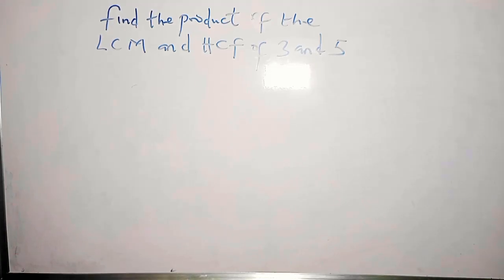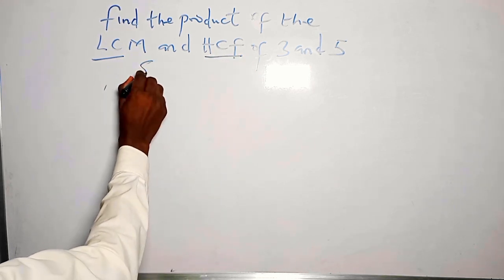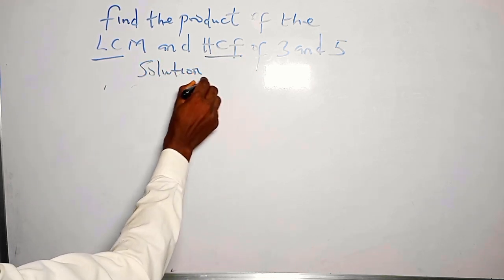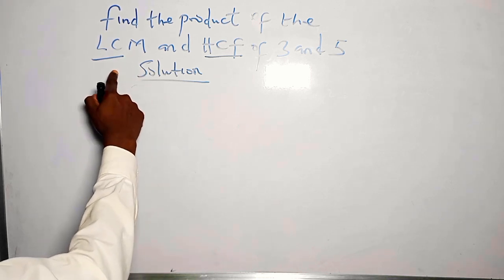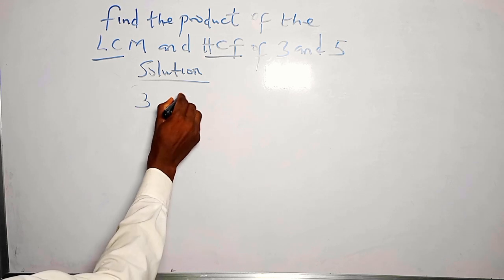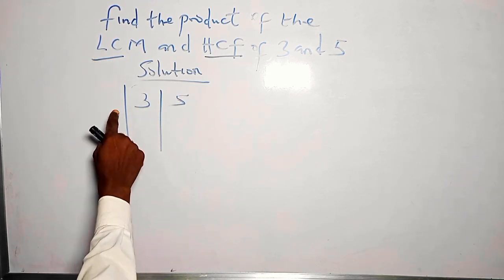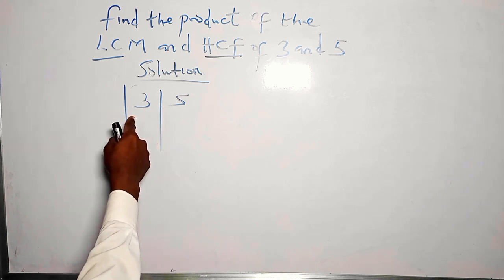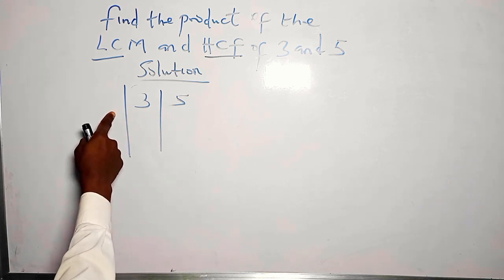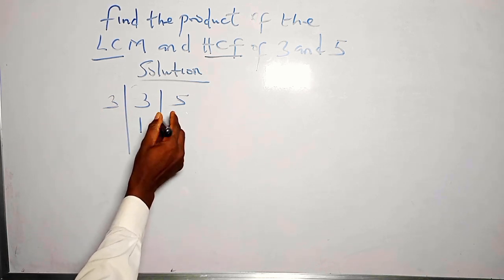The question says, find the product of the LCM and HCF of 3 and 5. The LCM and the HCF. Okay, so how do we do this? Solution. For the LCM, which is the least common multiple, let us look for the LCM of 3 and 5. So let's do it in column form. So we look at what is the least multiple that can go in 3 and 5. Okay, so we use 3. Here is 1, and 3 into 5 is not possible.